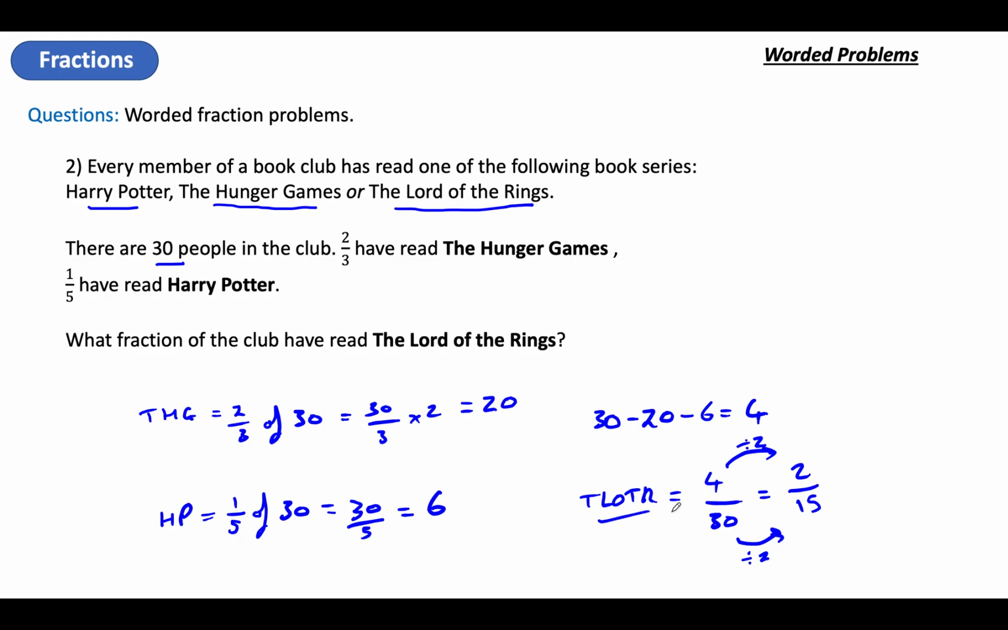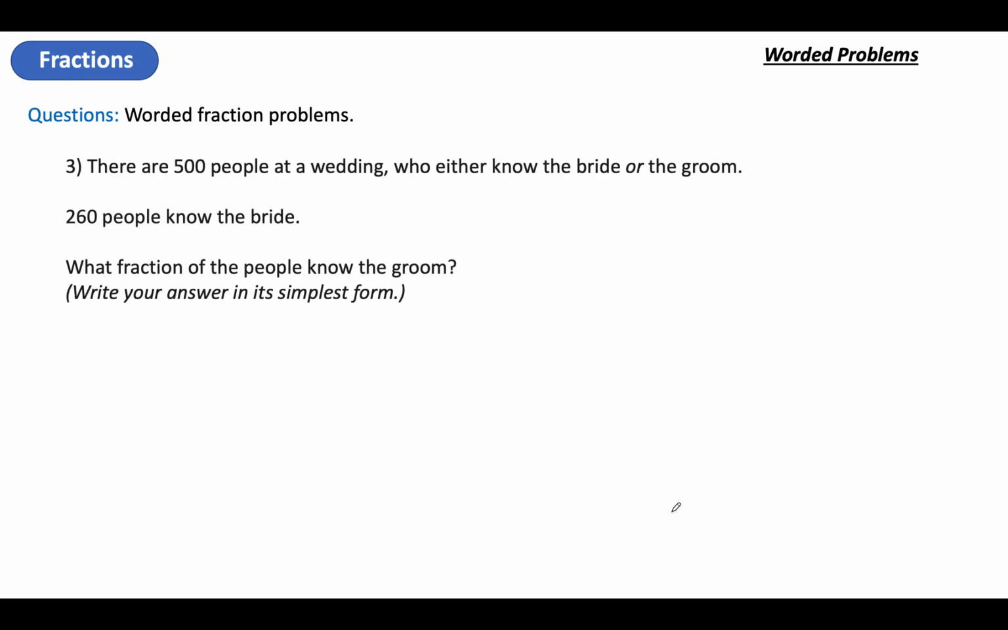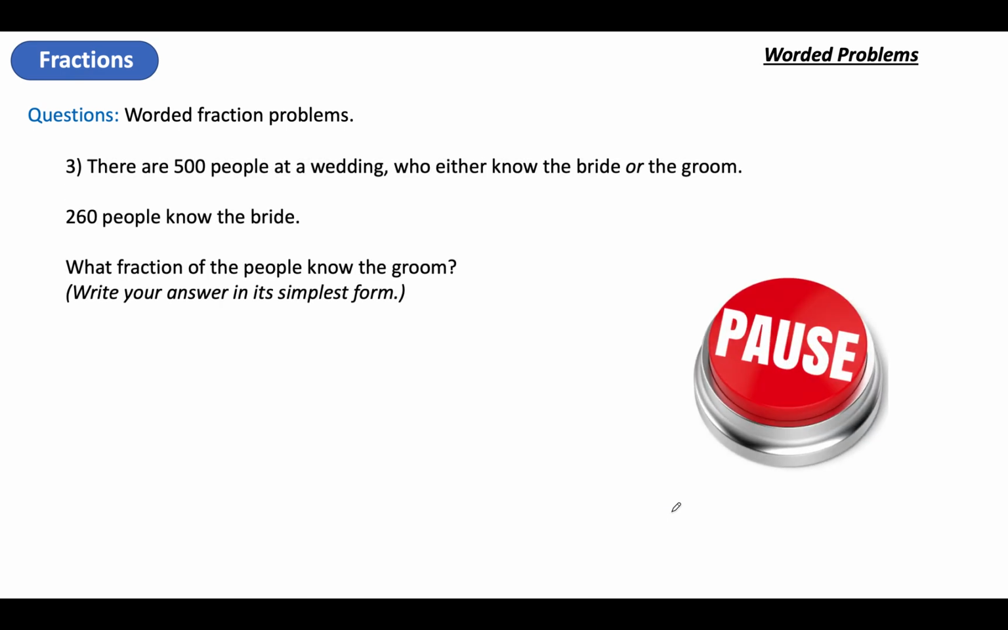So question 3 then. Okay, again, read the question, press pause on the video, unpause it when you're done. It even says here, answer in your simplest form. So off you go.